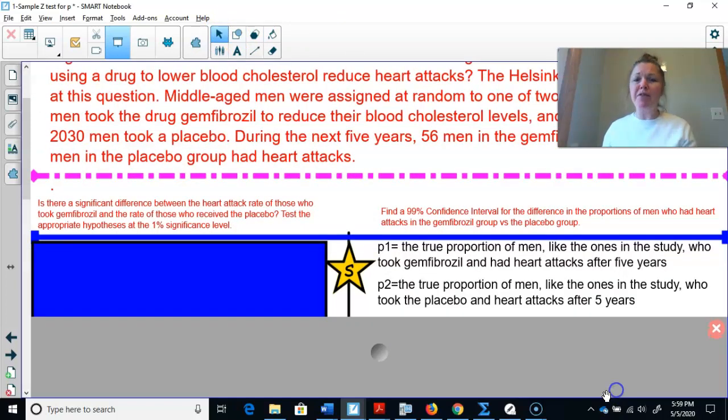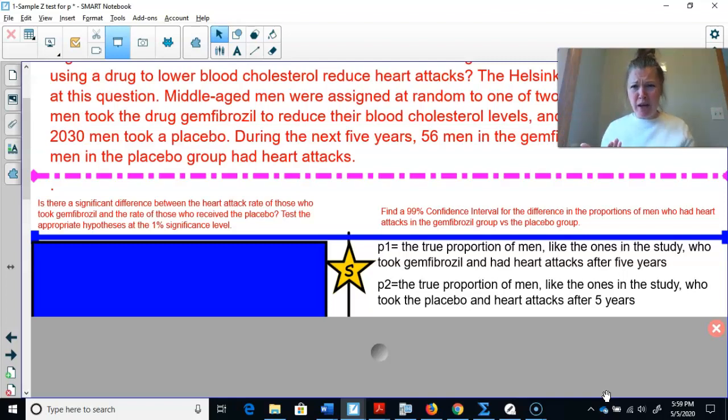So here I have the first two ones. Before you write it down, let's read through it, talk through some of the issues, and go from there. So P1 I set up for gemfibrozil. I did that because I read that first, and the question doesn't say anything about why gemfibrozil minus the placebo or vice versa, okay?